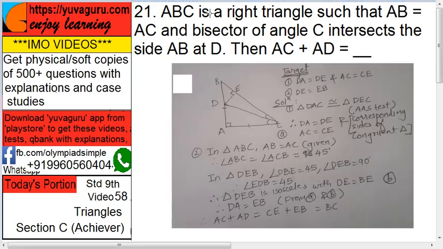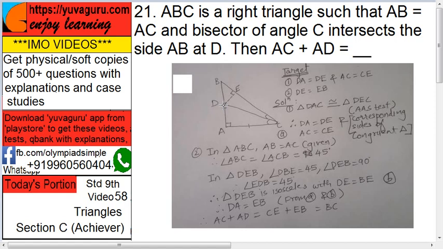Here ABC is a right triangle with AB equals AC, so definitely A will be the right angle. So AB equals AC, and the bisector of angle C meets AB at D. So this angle and this angle will be the same. Now what you have to prove is AC plus AD is equal to what?